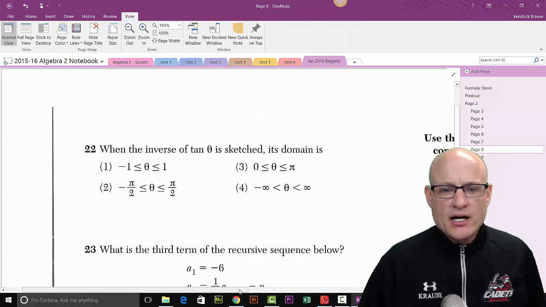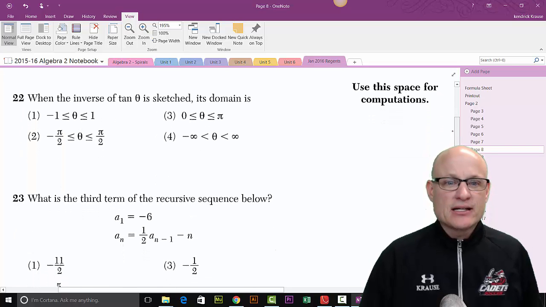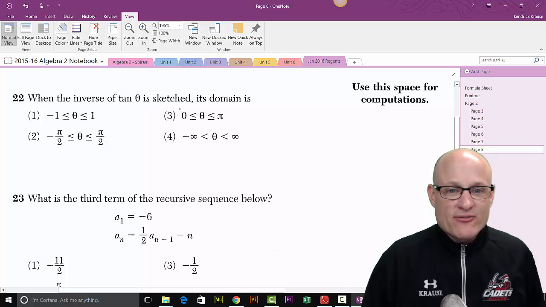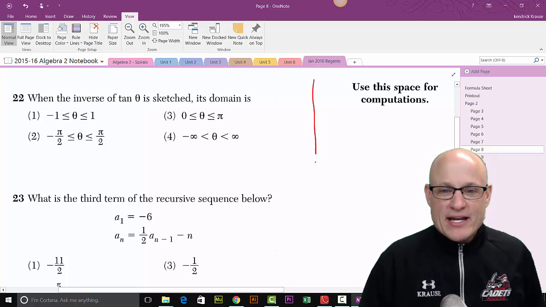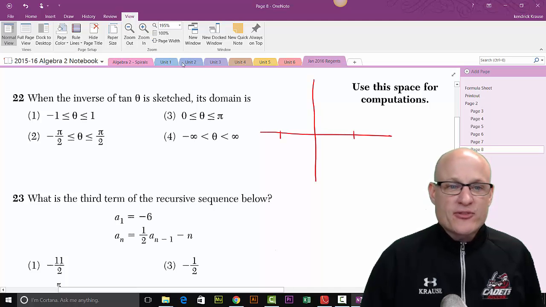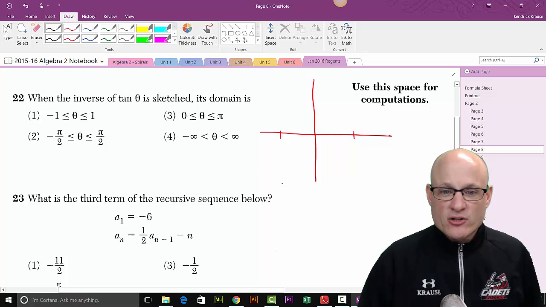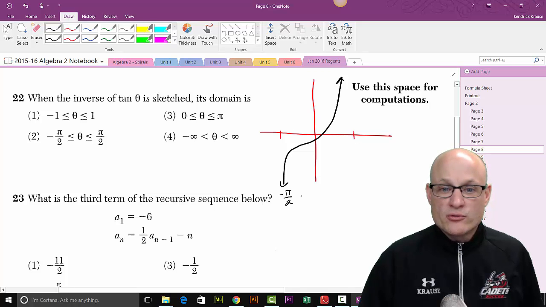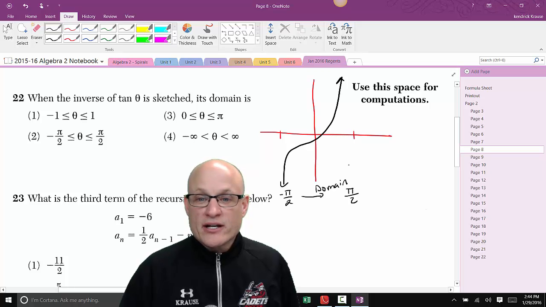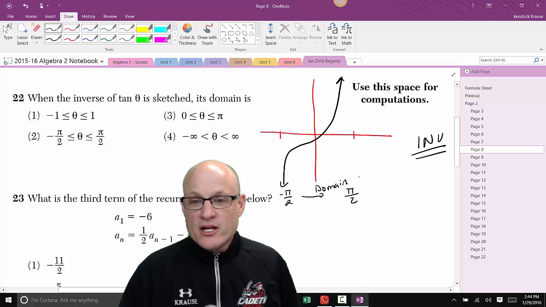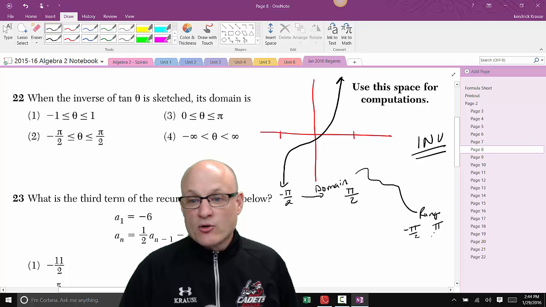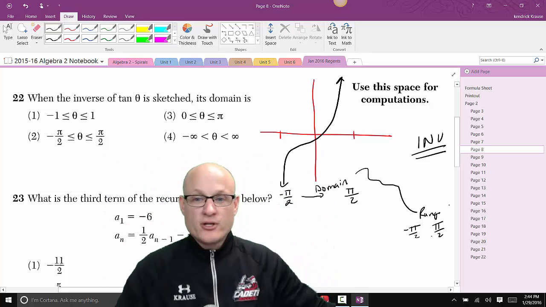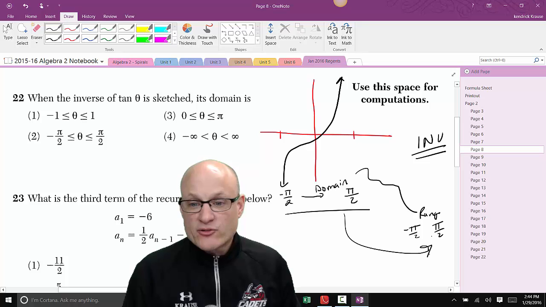This one's kind of tricky. If you remember correctly, when you're dealing with inverses, domain and range flip. What do I mean by that? If I graph the tangent curve, it looks something like this, where its domain is from -pi over 2 to pi over 2. If I graph its inverse, then its range would be -pi over 2 to pi over 2, because inverses flip their domain and range.